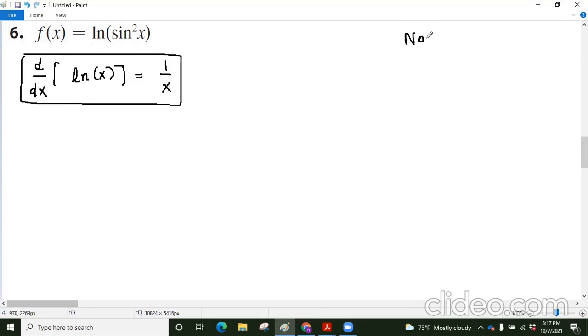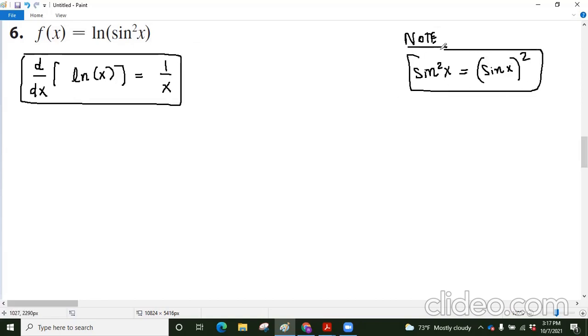One thing to note, I just want to clarify something here: when they say sine of 2x, this is equivalent to sine of x squared. These two mean the same thing. It's just another way of expressing this. So if I said cosine of 2x, that's the same thing as cosine of x squared. Okay, that's just a brief note to take away.